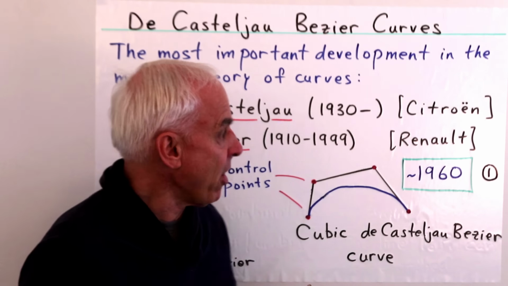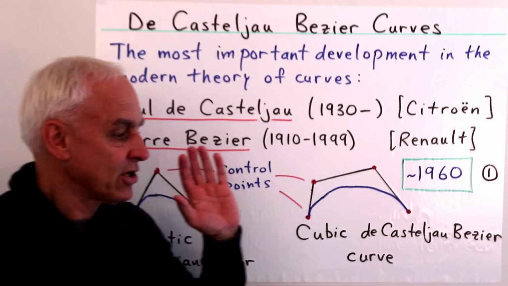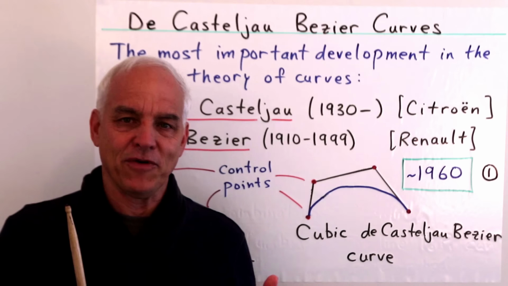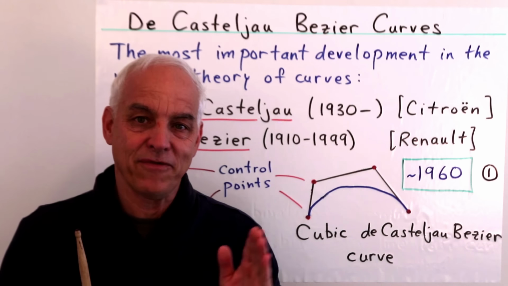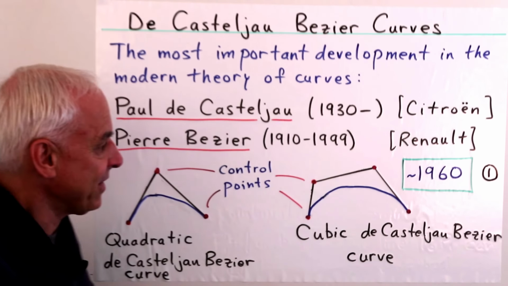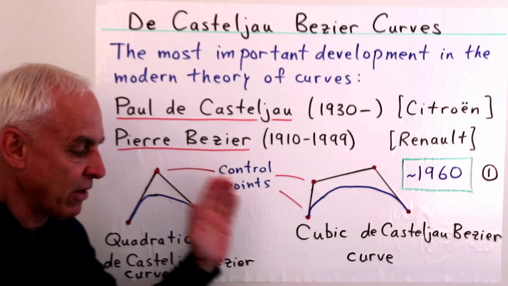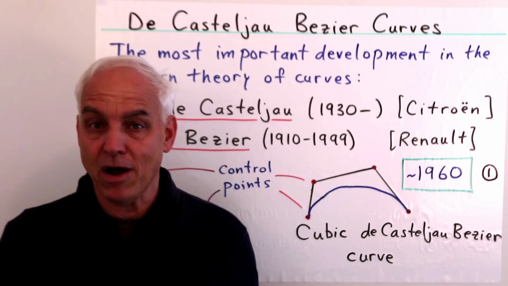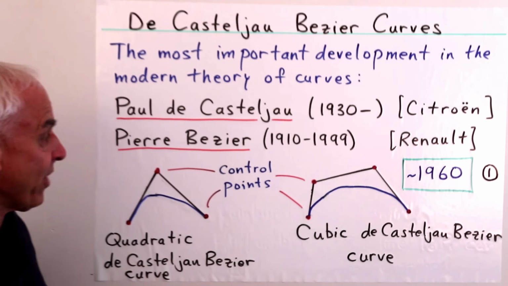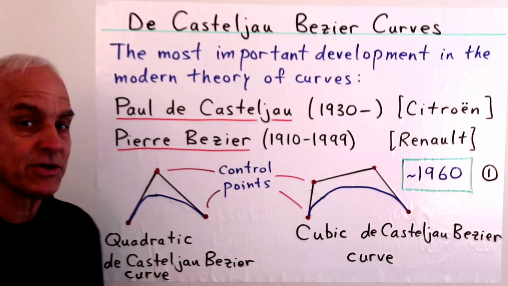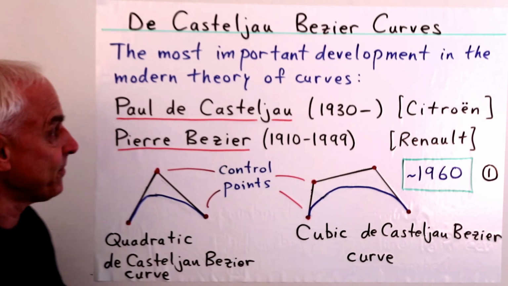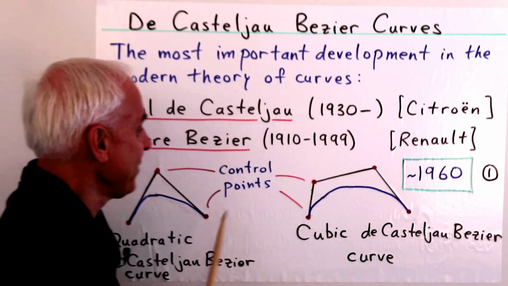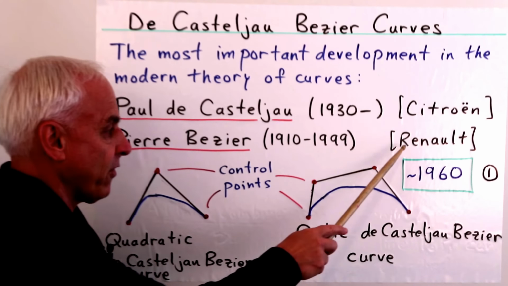Okay, and it's really quite a remarkable story because these curves and this development was really the consequence of the investigations of two French car engineers in the 1960s. So almost undoubtedly, this is the most important development in the theory of curves in modern times. And it's really remarkable that it was these two engineers who were responsible for this development. Okay, we're talking about Paul de Casteljau, who worked for Citroën, and Pierre Bezier, who worked for Renault.